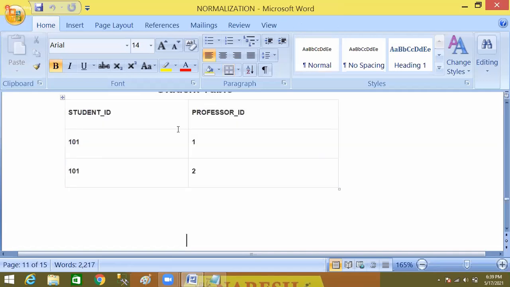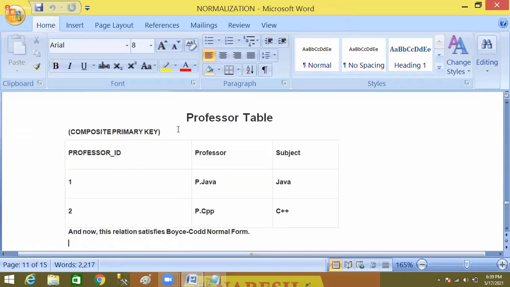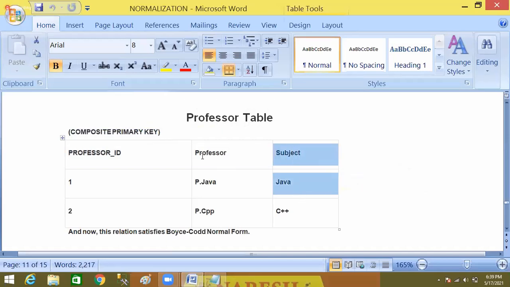So many columns. Okay. Now, next, coming to the college professor table, another table I was taking. In the professor table, professor ID and professor are composite primary keys, and the subject is a non-primary key attribute. So now what happened? Professor depends on subject.